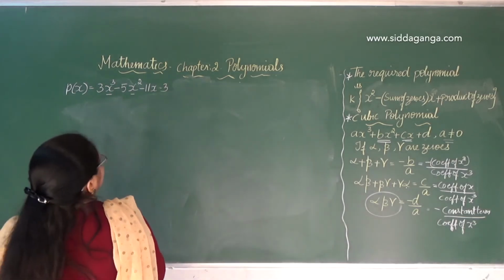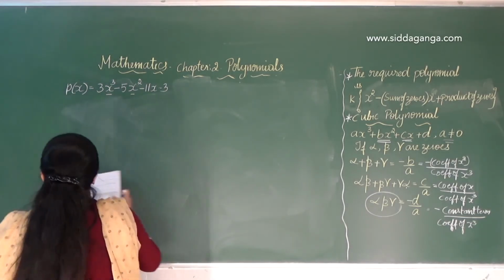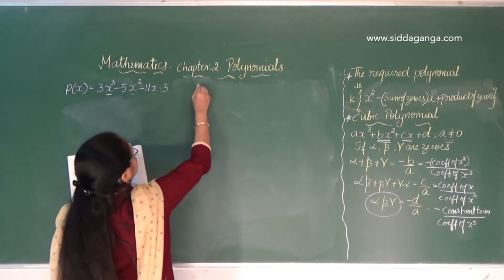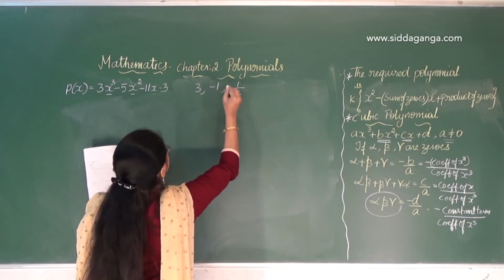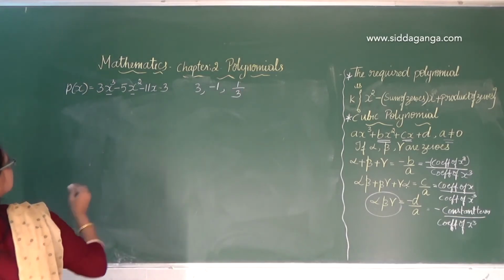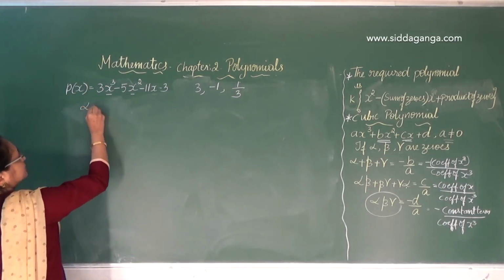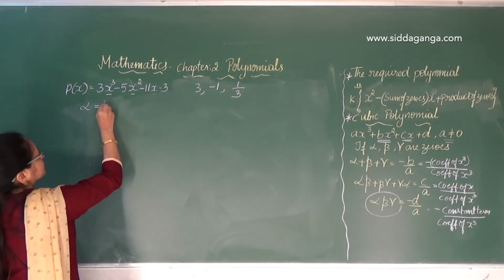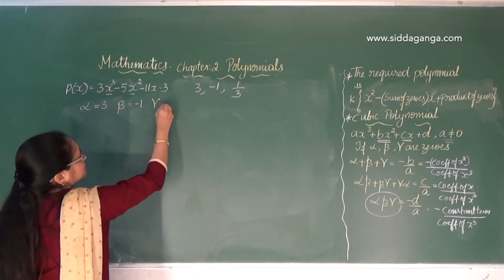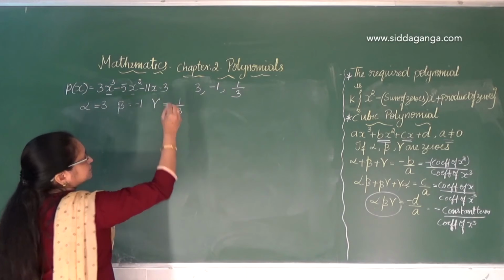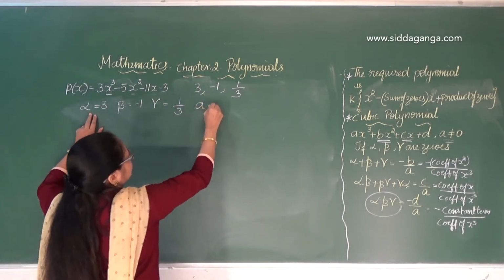Now, which are the zeros of the polynomial? Now, zeros of the polynomial are 3, minus 1 and 1 by 3. Now, we have proved that these are the zeros of the polynomial. So, let us take alpha as 3, beta as minus 1 and gamma as 1 by 3. And of course, better to write A.